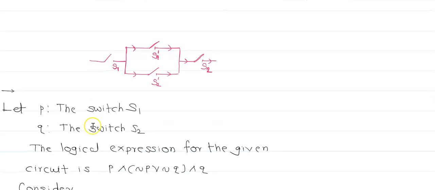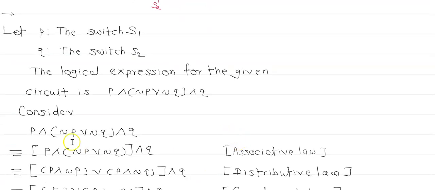Now P is the switch S1, Q is the switch S2. The logical expression: this is P, which is in series with this block, so it is AND. S1' and S2' are in parallel, therefore it is negation of P or negation of Q, and again in series with S2, that is Q. Now consider this statement: P and (negation of P or negation of Q) and Q.